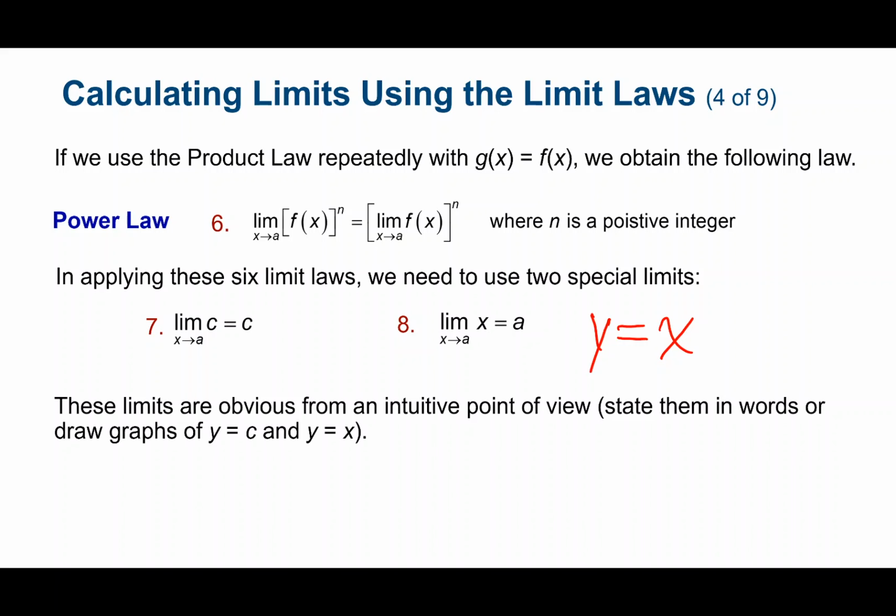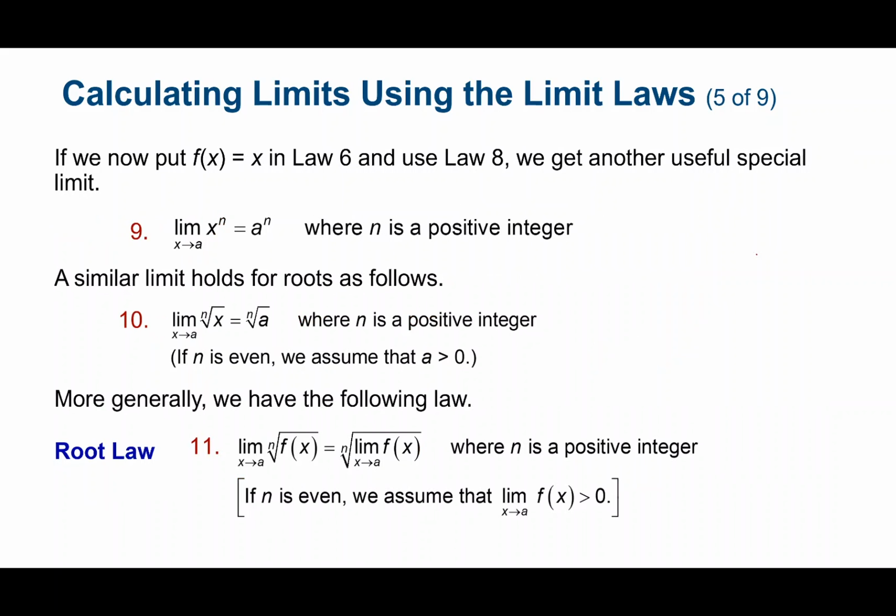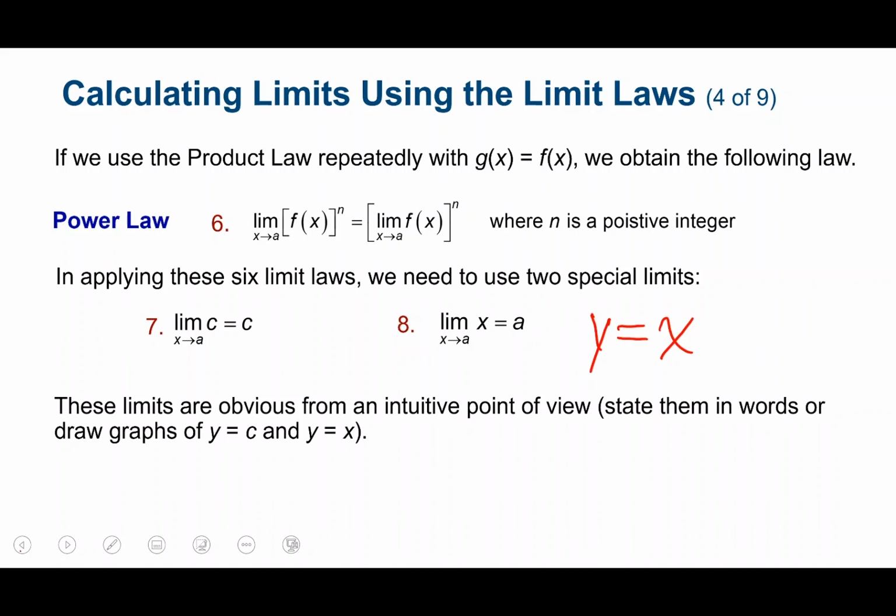Thinking about that graphically, what does the graph of y equals x look like? Just a 45-degree line. And what's special about it is that the x coordinate and the y coordinate of each point are the same, because y equals x. So the point (1, 1) is on there, the point (2, 2) is on there. Any point where the x and y coordinates are the same is on y equals x. So if our x value is approaching some number, our y value has to be approaching that number.